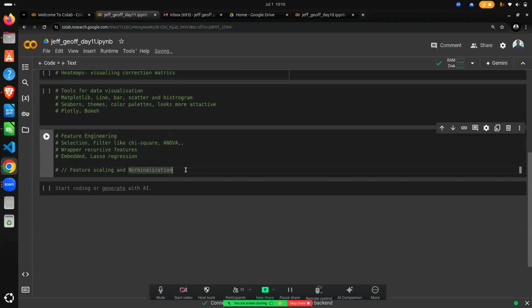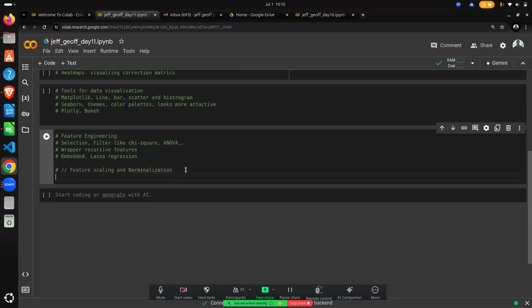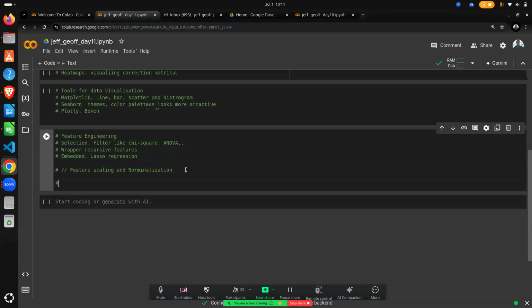So when you're looking at feature scaling and normalization, we talked about it earlier. These are dealing with anomalies in our data, outliers. So you could use what we call normalization. Normalization basically means you rescale your data to a range.